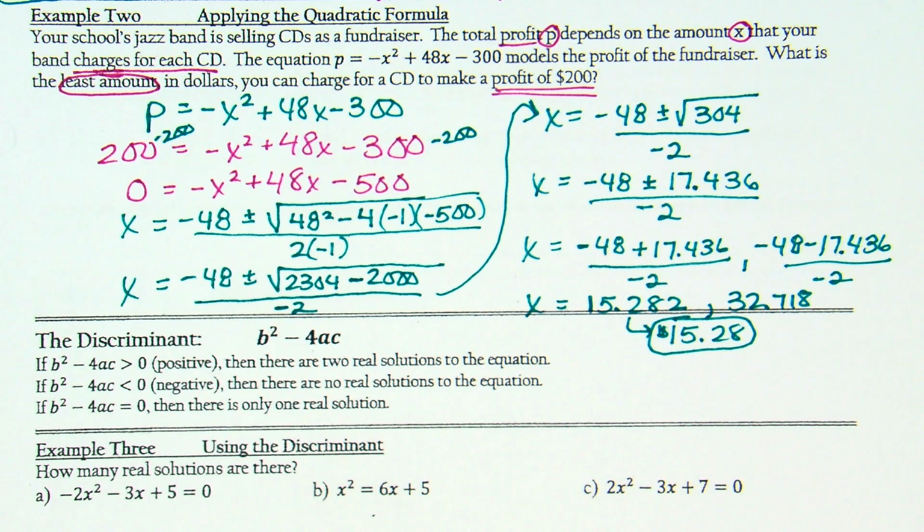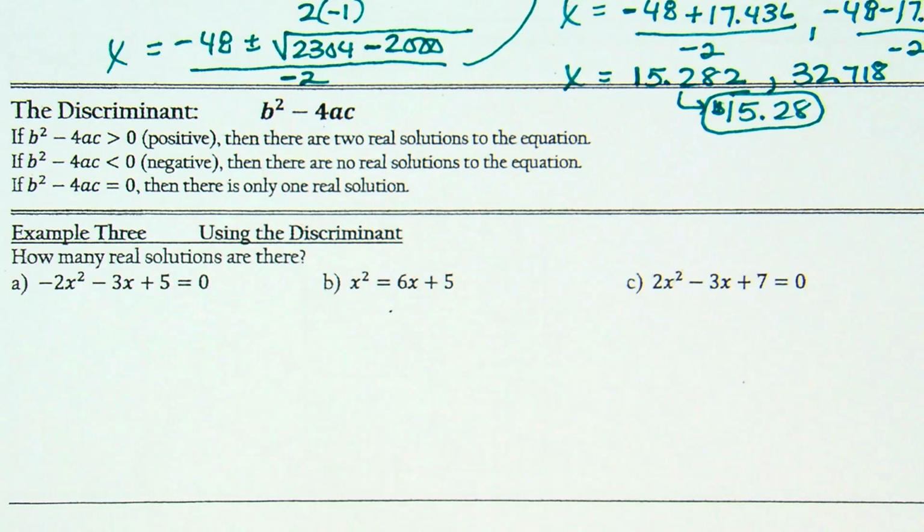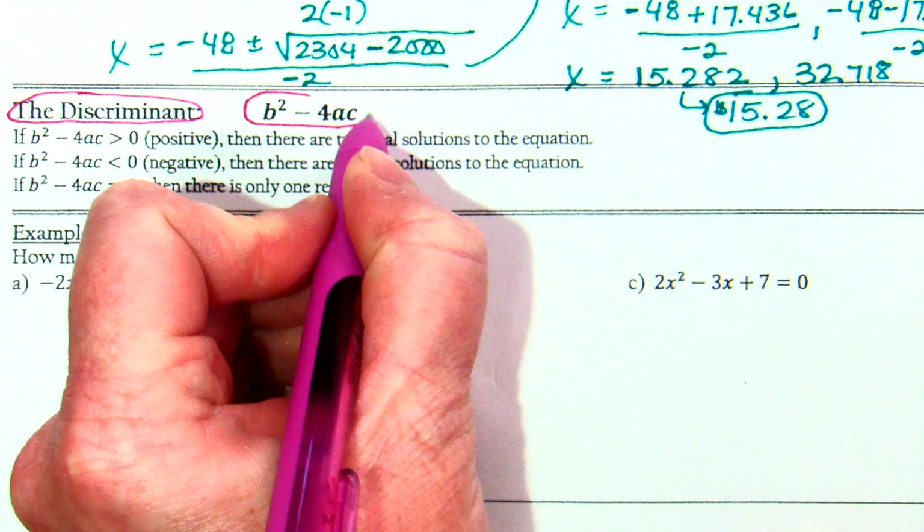Now, as we start today, we're doing the second part of the lesson. The second part of the lesson focuses specifically on a part of the equation called the discriminant. The discriminant is b squared minus 4ac. Where do you find b squared minus 4ac in the formula? Under the square root, right?